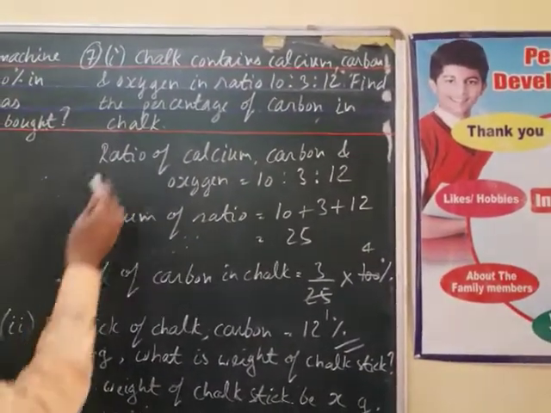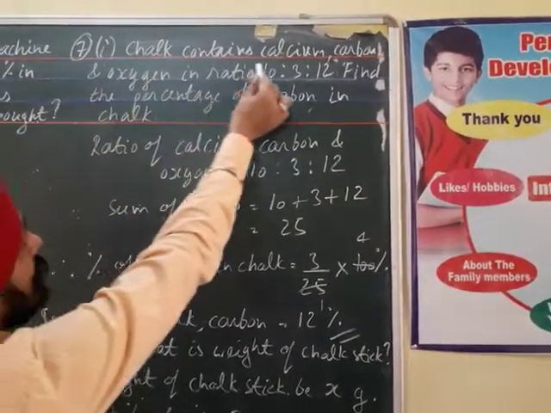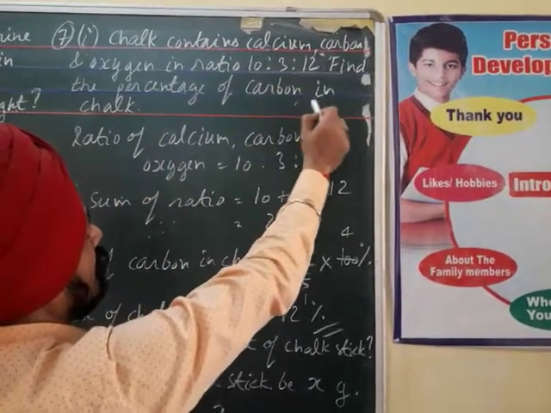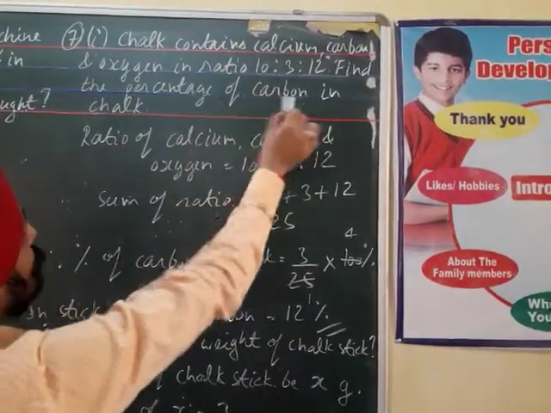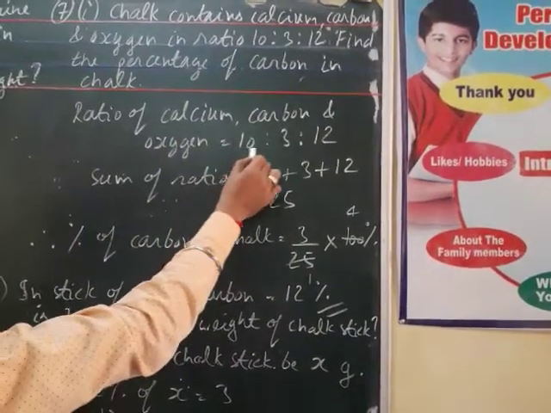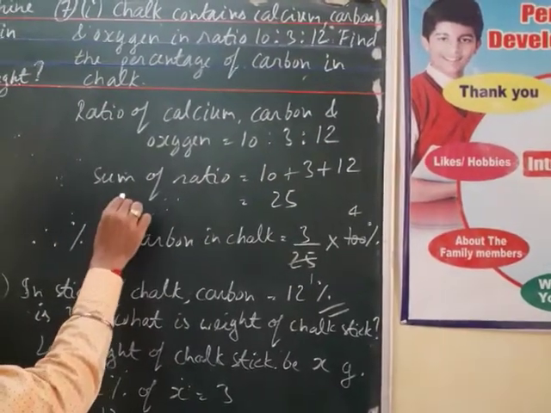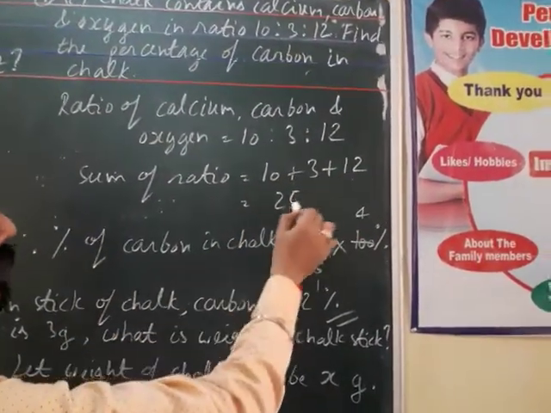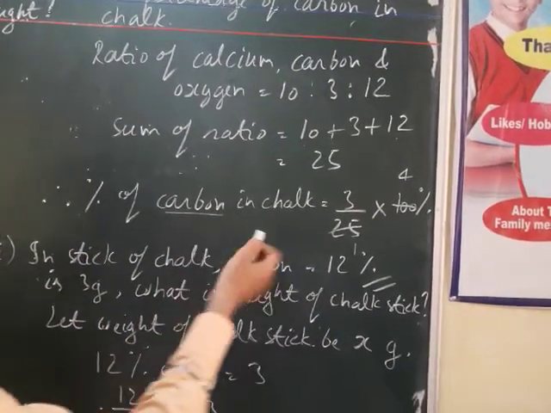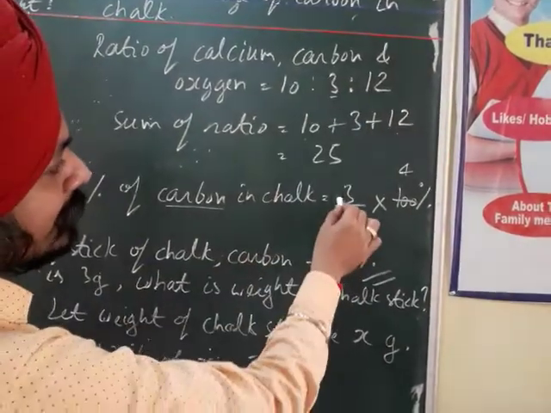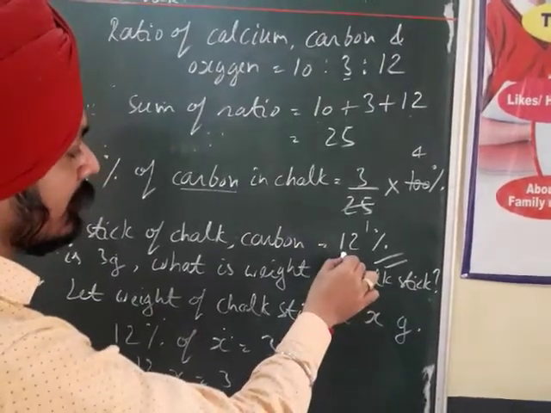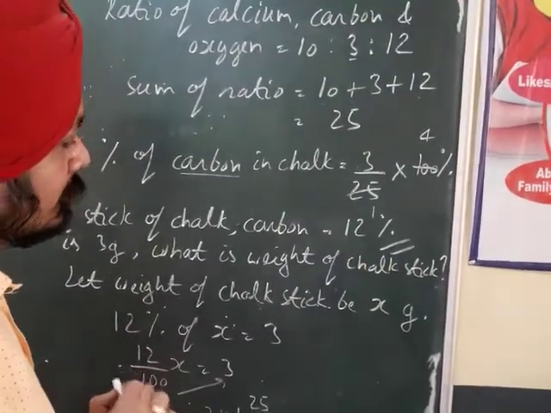Now come to question number 7. In this two parts are there. See first part. Chalk contains calcium, carbon and oxygen in ratio 10:3:12. Find the percentage of carbon in chalk. First you will find sum of ratios, 10 plus 3 plus 12, you will get 25. Now you have to find percent of carbon in chalk. Carbon is 3, that means 3 upon 25 multiplied by 100%. Simplify it, you will get percent of carbon is 12%.